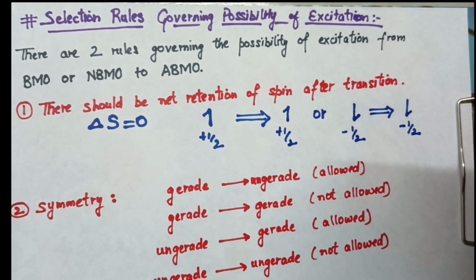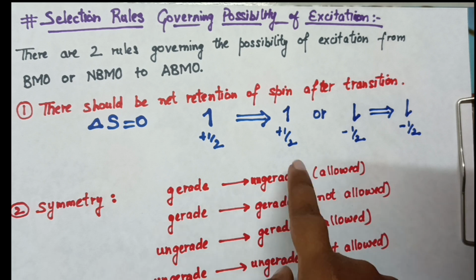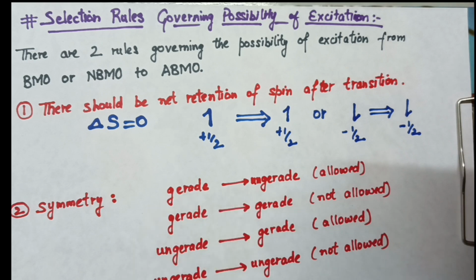Now moving on to the second rule, which is by symmetry. For knowing this rule, we have to know what is gerade and what is ungerade. After that we will go for which transitions will be allowed and which will not be allowed. So first we will look at what are gerade and ungerade, and then we will look for symmetrically allowed or forbidden transitions, right?